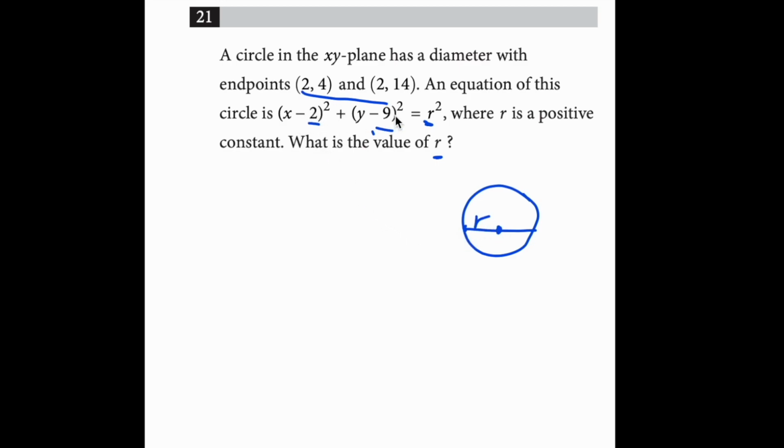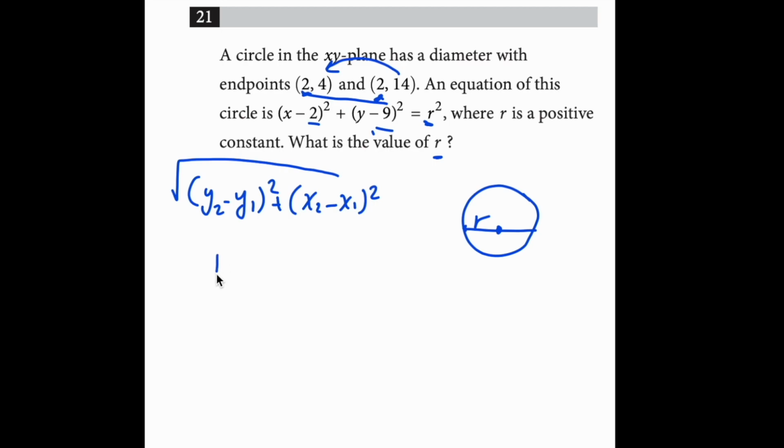So if we have (2, 4) and (2, 14), you can find this distance using the distance rule, which is the square root of y2 minus y1 all squared plus x2 minus x1 all squared. This is x1, this is y1, this is x2, and this is y2. But if we have the same x coordinate, we can find the distance by subtracting 14 minus 4, which is the diameter, which equals 10. So the radius length equals half of 10. So it will be 5.